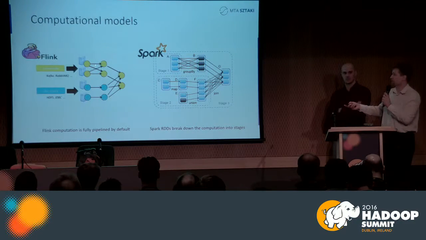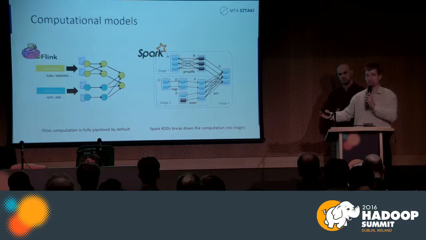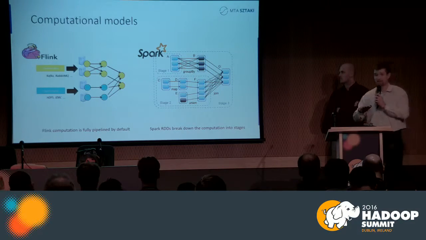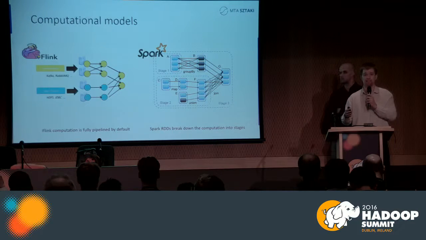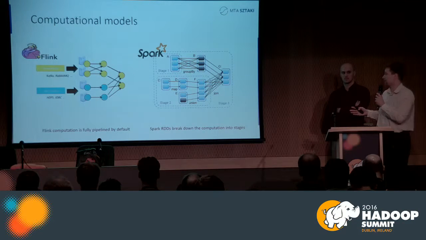Practically in the Flink engine, whenever this operator is ready with some computation, it's going to forward it to the subsequent operator or a parallel instance of the subsequent operator. So it's slightly different in that regard, and they might be more efficient in such cases.